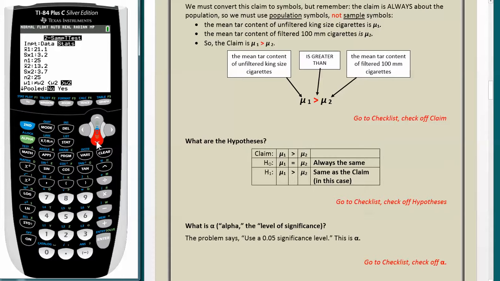Now here's this question that says pooled. 99% of the time, pooling is going to be no. The only time pooling is going to be yes is that rare case where the problem tells you to assume that the standard deviations of the two populations are the same. And in that case, they want you to say yes for pooling. It's very rare. All the rest of the time, pooling is just going to be no. And then we're going to come down here to calculate and hit enter.